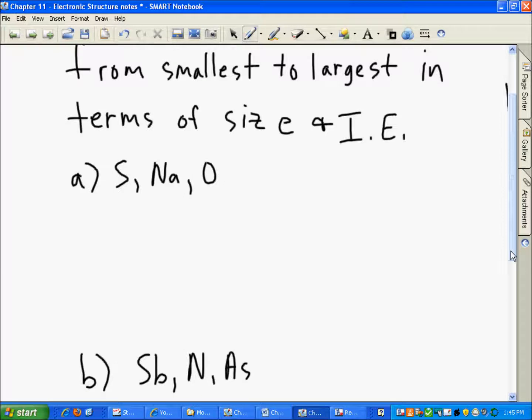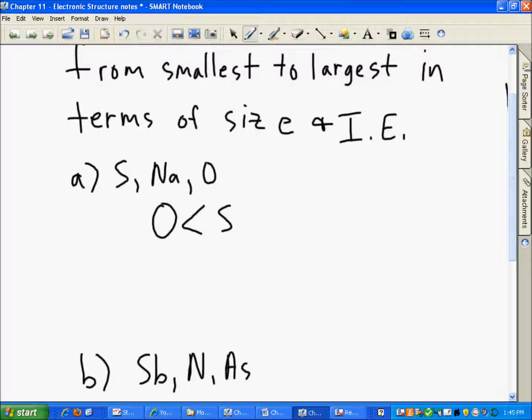And then oxygen would be the next. No. Would oxygen be lower than sulfur? What's the trend? As you go down, you get bigger or smaller? As you go down, you get bigger. So in terms of oxygen and sulfur, which one's bigger? Sulfur. So sulfur is bigger than oxygen.